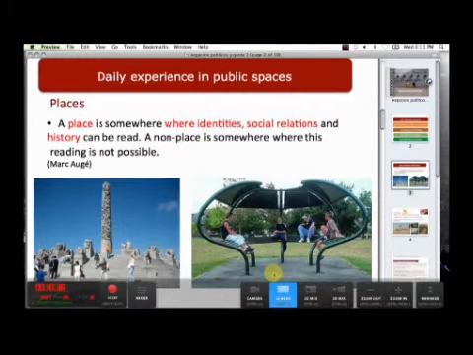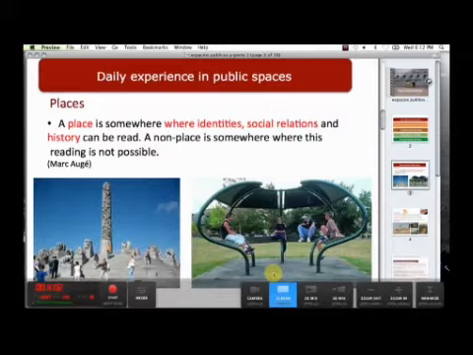So this capacity of evoking, this capacity of stimulating, of provoking original, intense feelings, thoughts, relations, etc. It's a feature of a place, and a non-place is somewhere where this reading is not so possible.